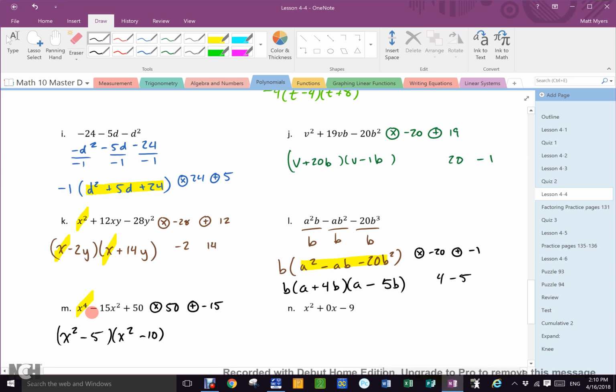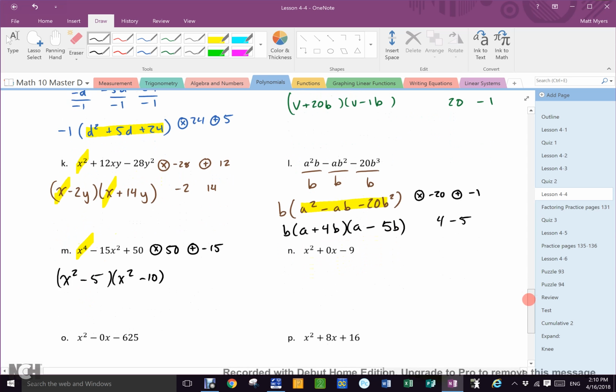Look at n. What's different? There's a 0 in the middle. But it's still a trinomial, isn't it? So I must still need numbers that multiply to negative 9 but add to 0. What are they? 3 and negative 3. So it must be x plus 3, x minus 3. Right? Everyone agree? Okay, look closely at that and tell me if you see a relationship between 9, 3, and 3.